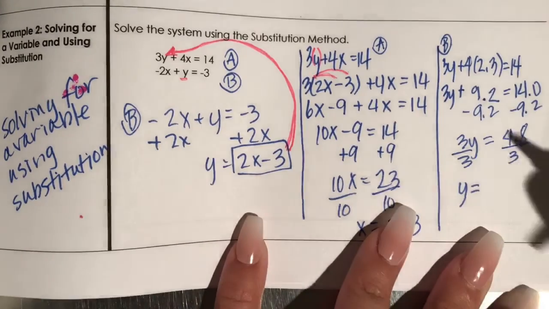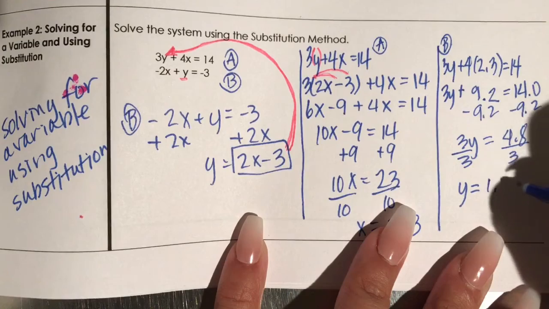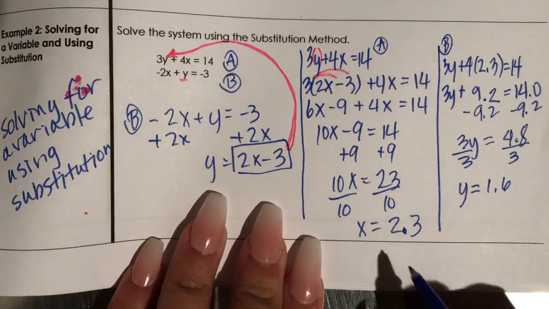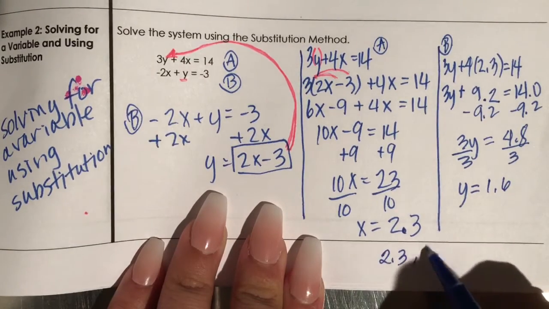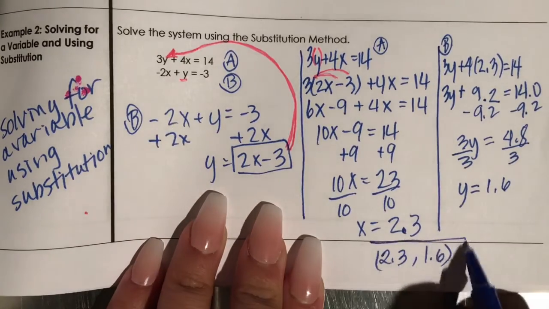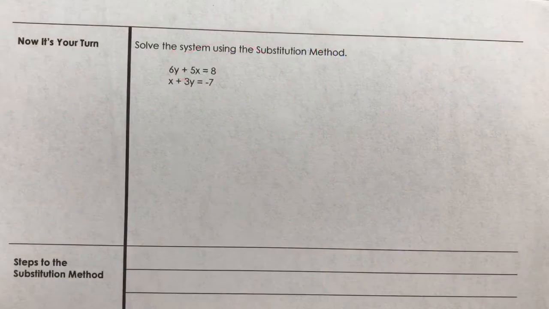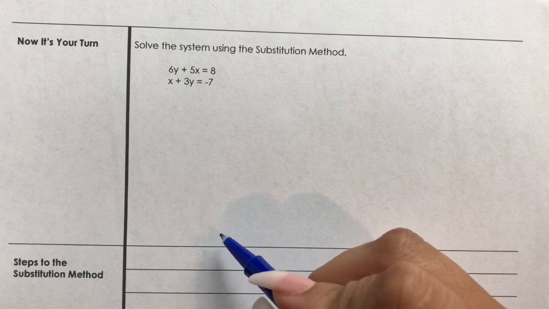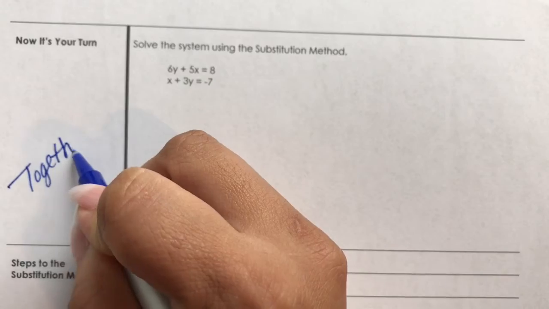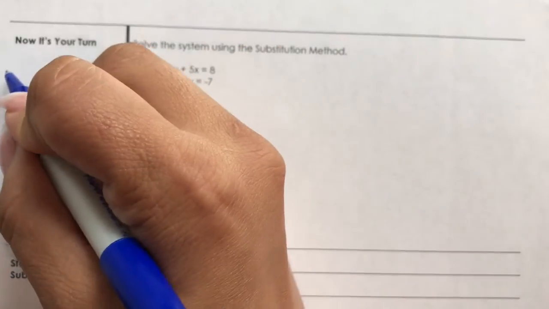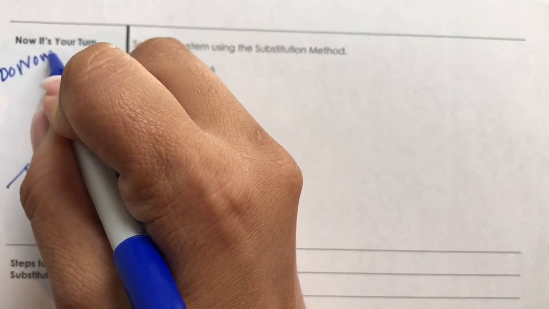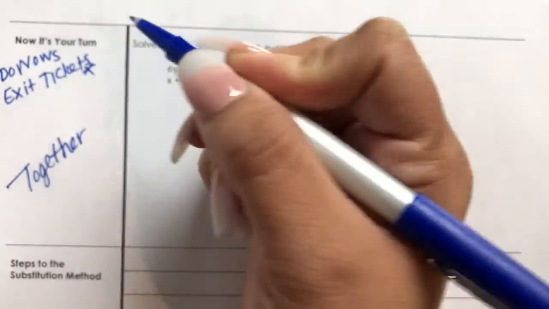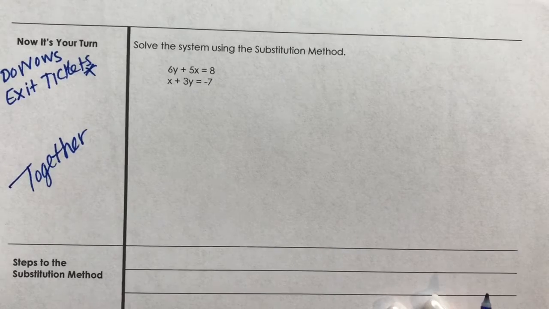I'm going to get 1.6. So my solution, sorry about that, is going to be 2.3 comma 1.6. And we got to use decimals. Okay, we're going to do another, now it's your turn. We're doing system and substitution, so we're going to do this together. Please note that these your turns will be now do nows and exit ticket. I should be incorporating those when I return.